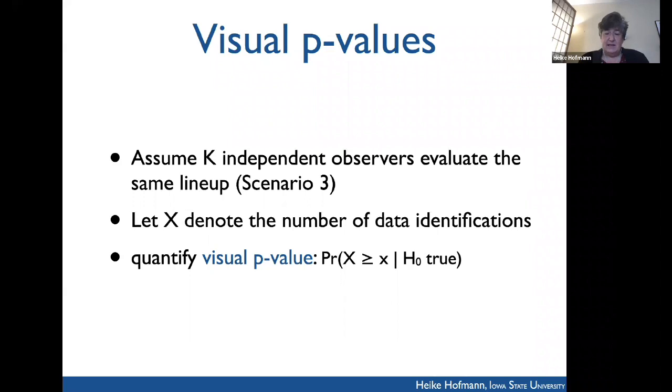That means that we can then quantify a visual p-value as the probability that there's at least x number of data identifications, assuming that the null hypothesis is true. So the null hypothesis is the data plot is consistent with the null plots generated under the null hypothesis.